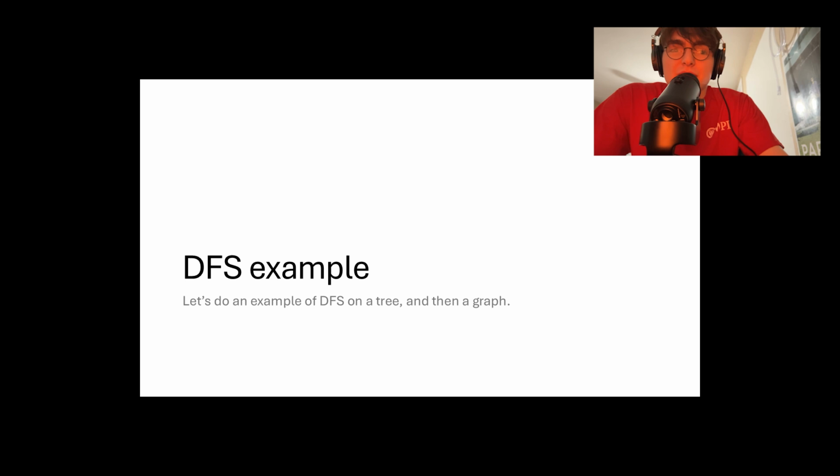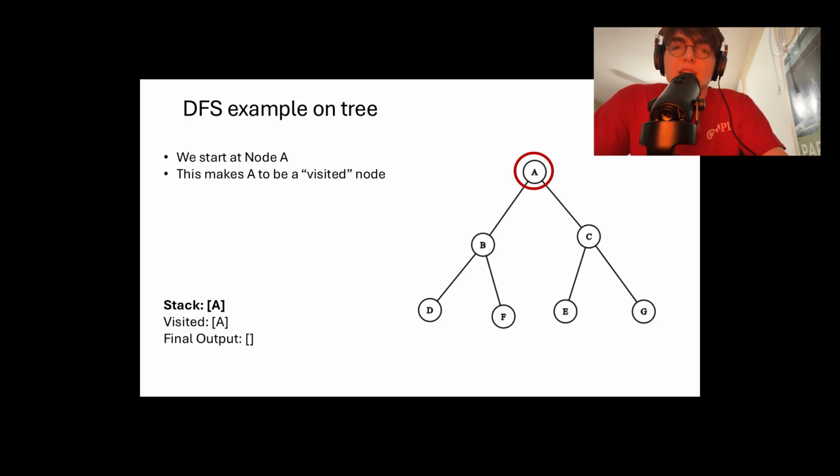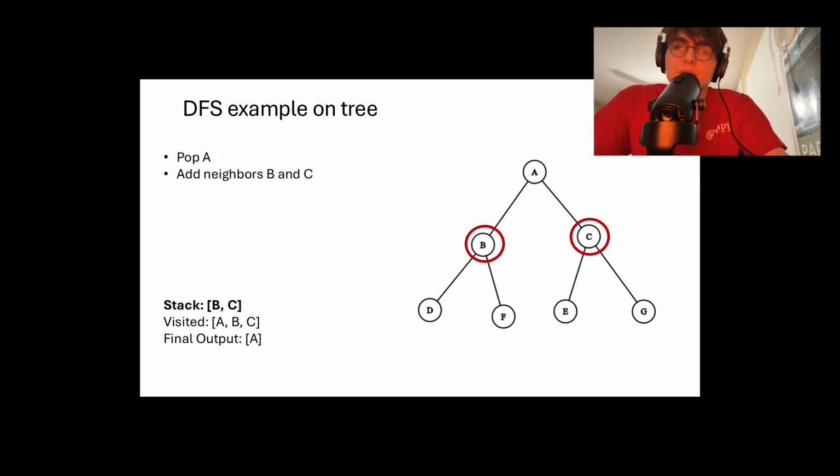So now let's do DFS on a tree. We start at node A, and this makes A the visited node. Next we pop A, and we add. I don't want to say pop into the mic too much. I think that might cause too many peaks. But we do pop A, and we add neighbors B and C.